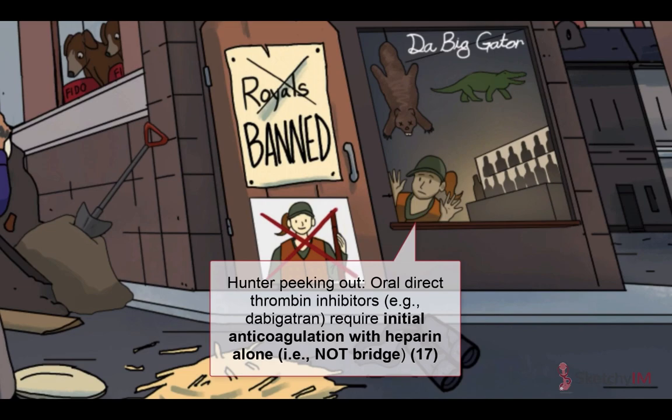That's why we only see a glimpse of our Heppy Hunter peeking out the window of DVT Gator. Most patients with DVTs are anticoagulated for a minimum of 3 months, but some patients are continued on anticoagulation for longer depending on the clinical circumstances and risk for ongoing clot formation.